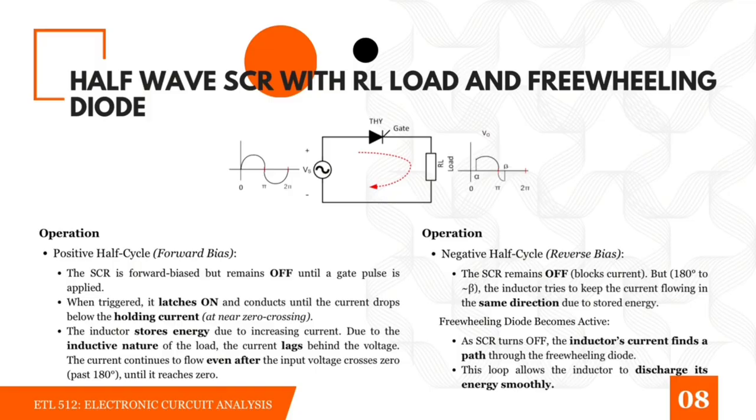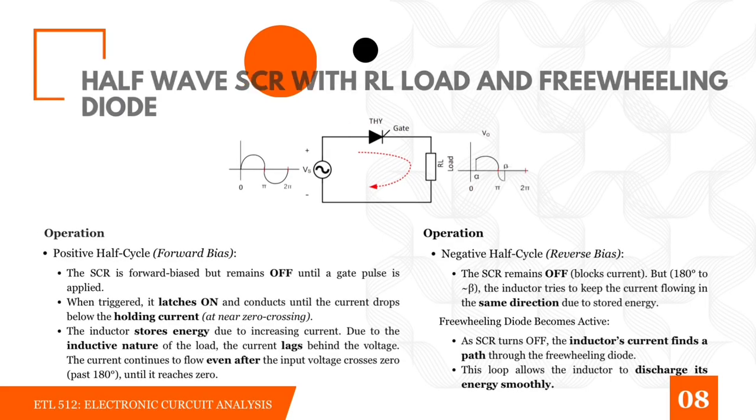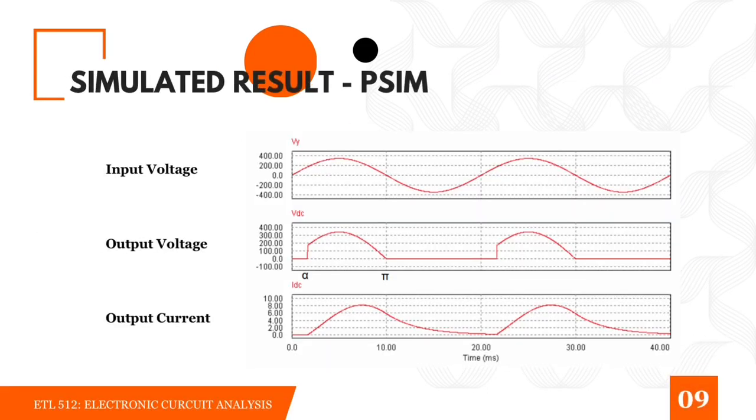This ensures the energy is released smoothly, preventing abrupt current drops, lowering voltage stress on the SCR, and improving the power factor of the circuit. These PSIM simulation results show the effect of the freewheeling diode. The output current now decays more gradually and smoothly compared to the abrupt drop in the circuit without the diode.